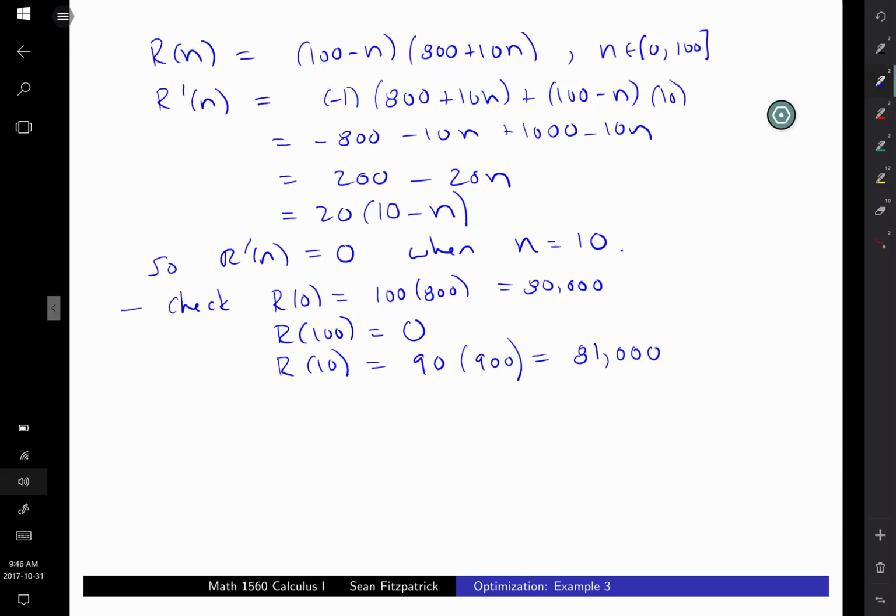Okay, and if we wanted to verify that that's a max, we could do that as well, right? The easiest way to verify that's a max is going to be to draw our sign diagram here. 0 at one end, 100 at the other, 10 in the middle, and we can see that our signs go like this, so we are going from increasing to decreasing at that critical number. So this is our maximum. Okay, so she should up the rent by $100 a month if she wants to maximize her revenue. Okay, that's it for this example.